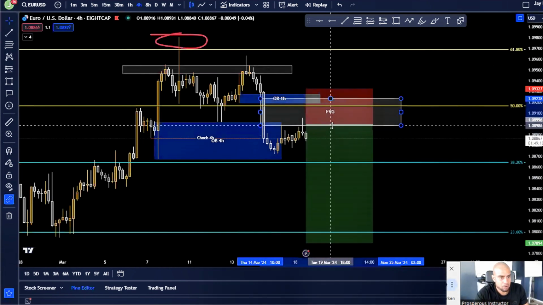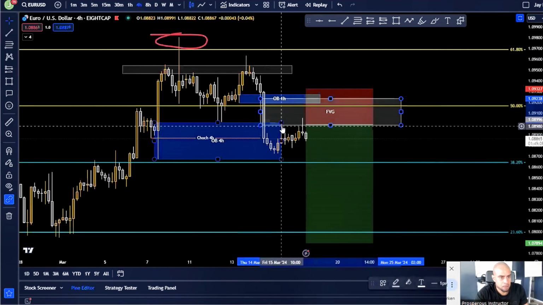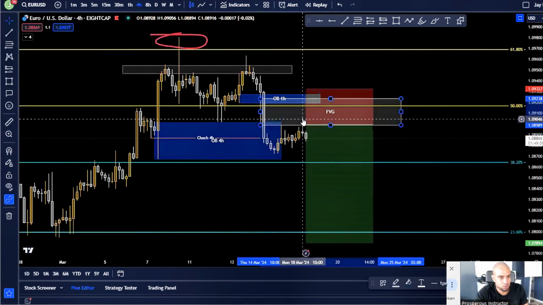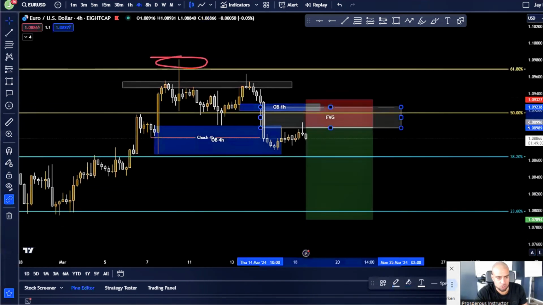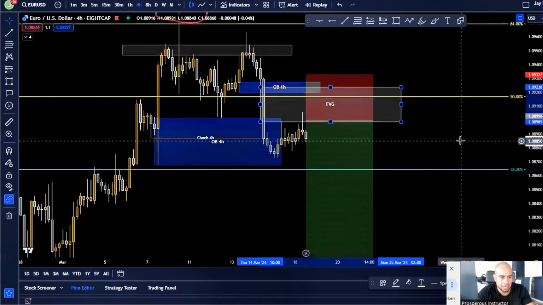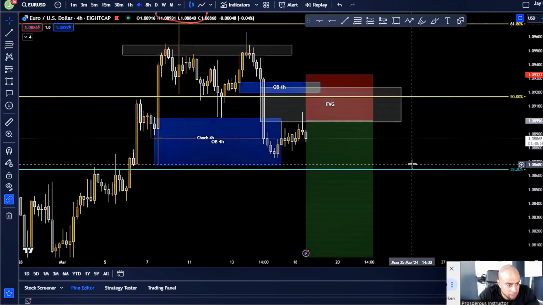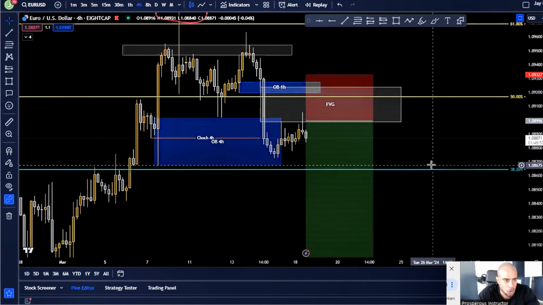Actually, that fair value gap was up to this wick here. And then market tapped into it and created a trade. I totally missed this trade. I was going to call out to sell actually. I was busy with other stuff, but it doesn't mean that it's gone.